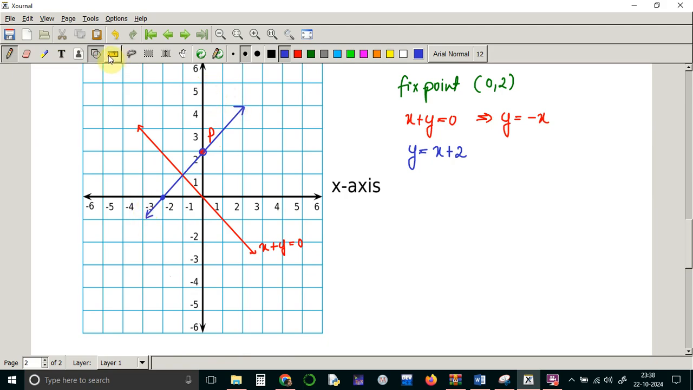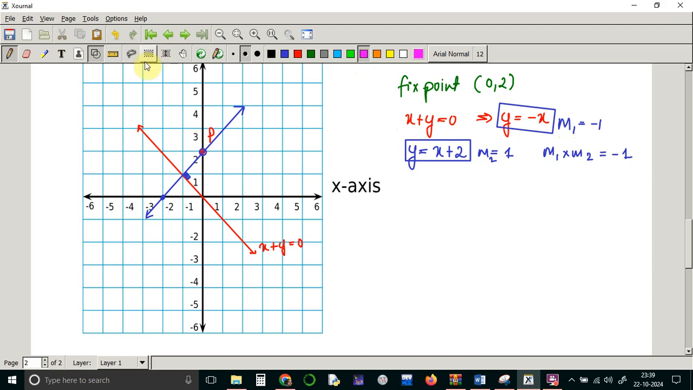So theoretically you have to observe that this line and this line, they are having slope. The slope of this is minus 1 and the slope of this line is 1. So if m1 into m2 is minus 1, these two lines are perpendicular. So this angle is 90 degree. This angle is 90 degree.